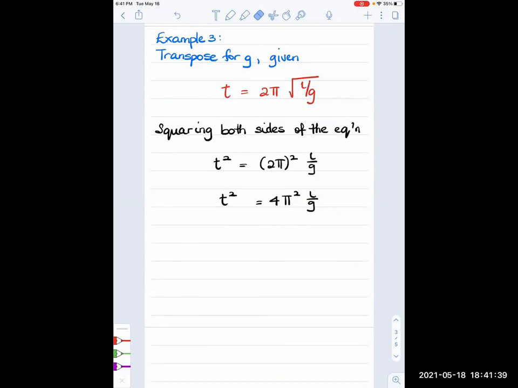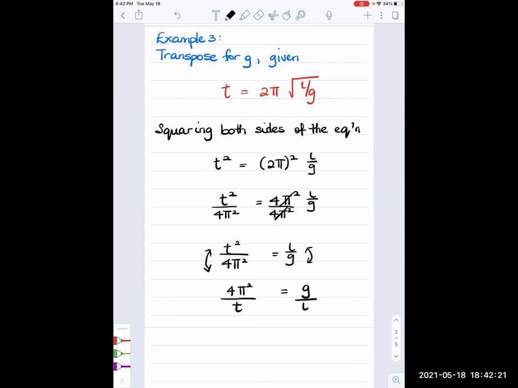Now, I am going to divide both sides by 4 pi squared. So I will eliminate 4 pi squared from my equation. On my right-hand side, 4 pi squared cancels. L over G is T squared over 4 pi squared. To make G the numerator, I need to invert both sides. So 4 pi squared over T squared is equal to G over L.